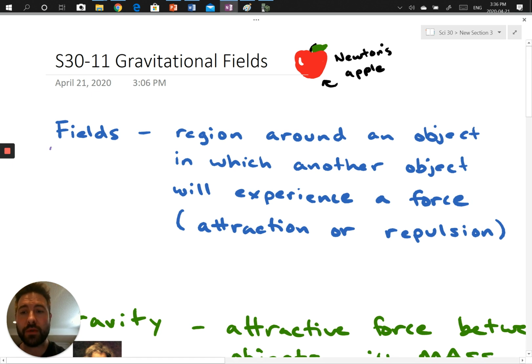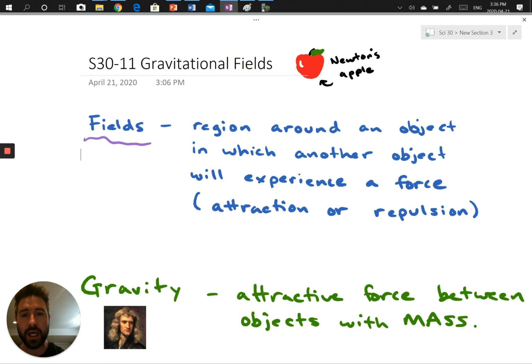So a field is a region that's around an object in which another object is going to experience a force. So that force could be an attractive force, pulling two things together, or it could be a repulsive force that's pushing two things apart. So what is gravity?